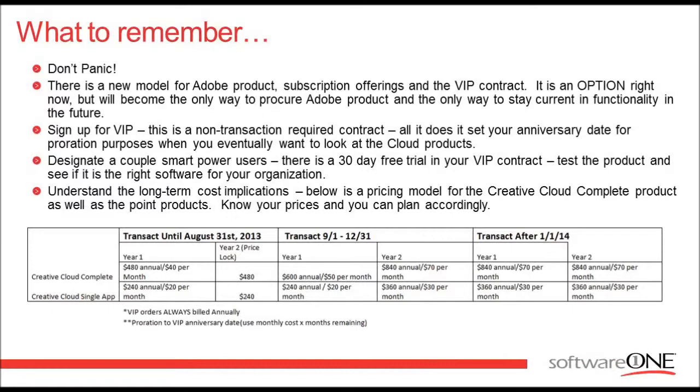And then the next point is, with any subscription model, you have to understand the long-term cost implications of the product. So what I did here on the bottom, now these are US-based prices, is show that if you transact from this date to this date, what is the actual cost obligation? Something that's interesting is the single point product price being $240 per year versus the Creative Cloud Complete product, which is $480. As soon as you have two desktop products, it's the exact same price as getting the entire suite.